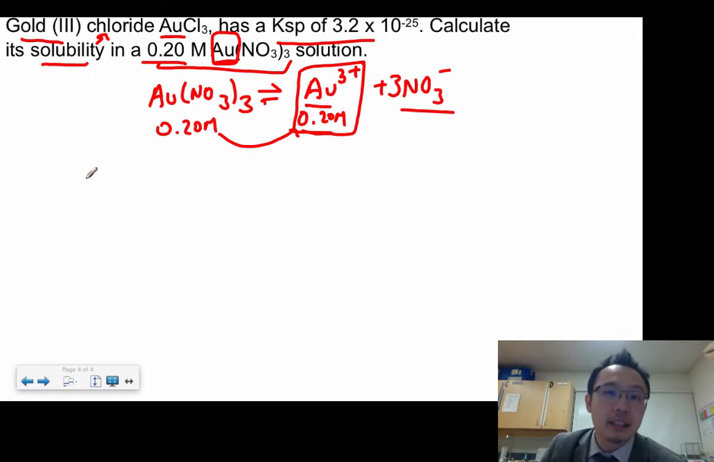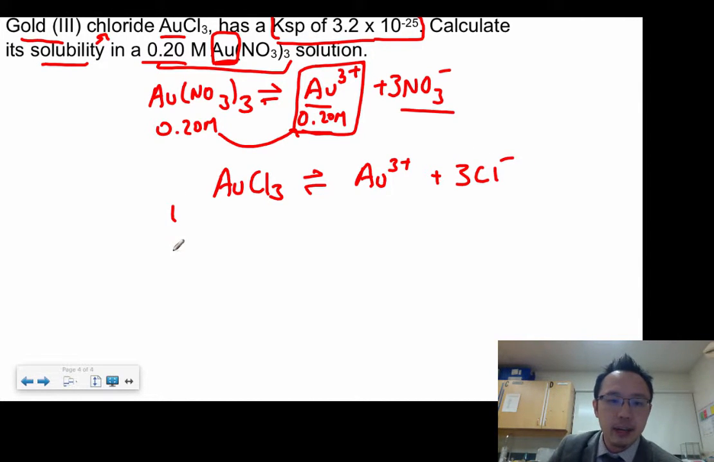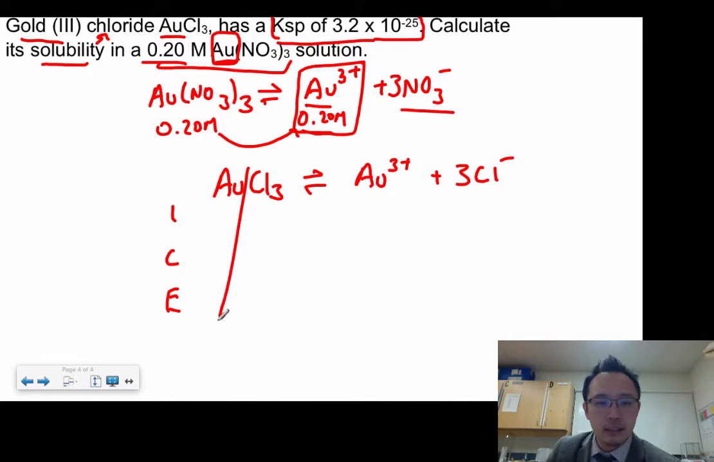The next thing is to set up my ICE table. Like I said from the last one, if you're given the KSP of something, that's going to be the ICE table you have to set up. So here's my gold chloride, and here's my equilibrium expression, so it breaks down into this, and here's my ICE table. This is going to be ignored because it's a solid, so that's your precipitate. So these are my aqueous species.